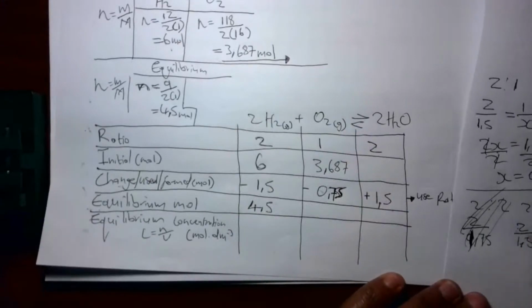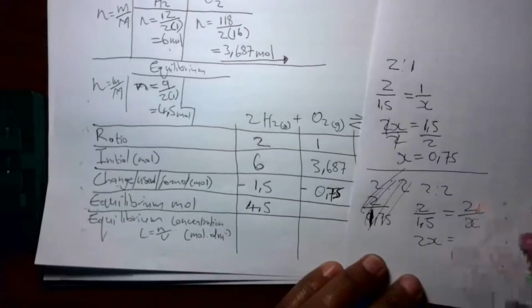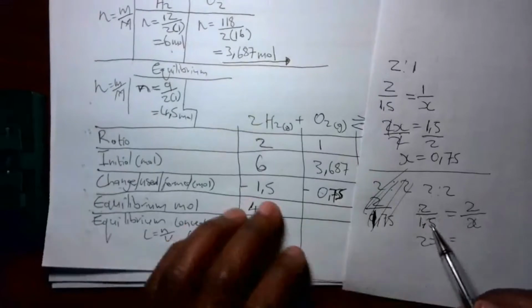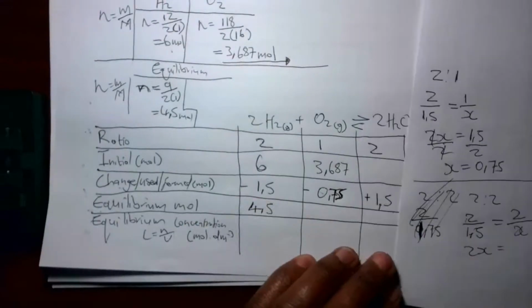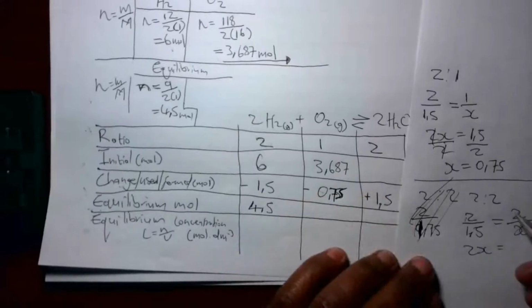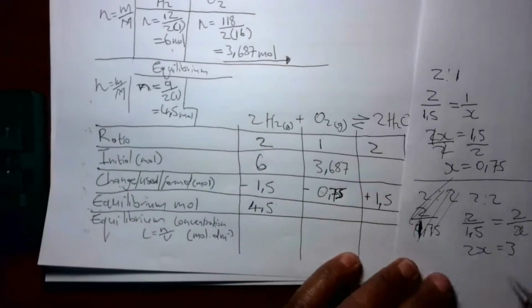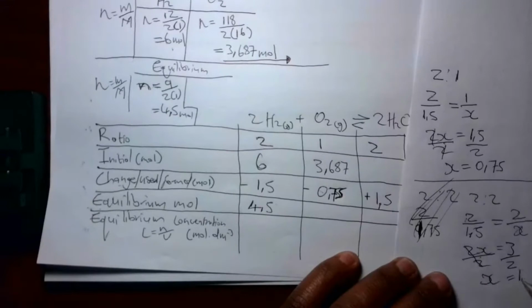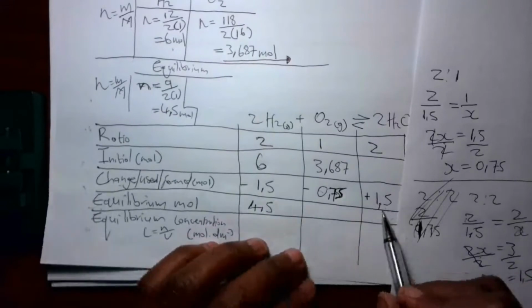Cross multiplication, 2x is equal to 2 is to 2. 2 over this. Okay, and then we're looking for that. It's x, cross multiplication, 2x, 1,5 times 2 is 3. We're looking for x, we divide by 2, this cancels that. X is equal to 1,5. Hence we've got that 1,5 there.